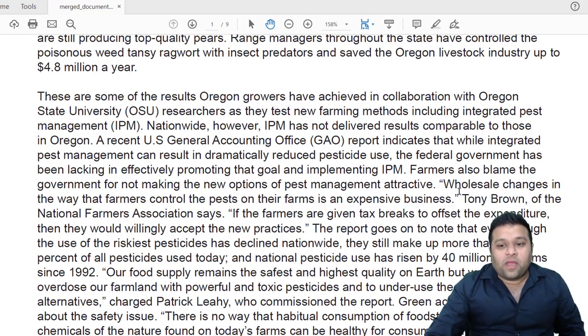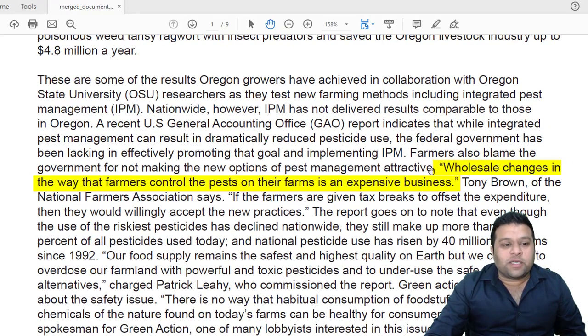For example, the first statement says, wholesale changes in the way that farmers control the pest on their farm is an expensive business. So I look at keywords, changing something on the farm or by farmer, and then pest is a keyword. On the farm is expensive business. So changing something on the farm is expensive business. The name of the person will either be half a line before or half a line after, right?